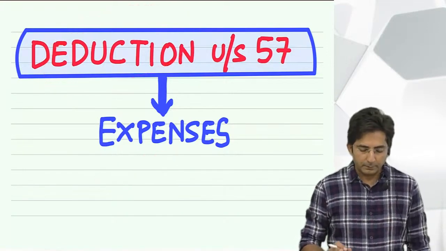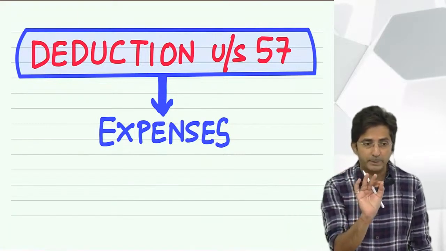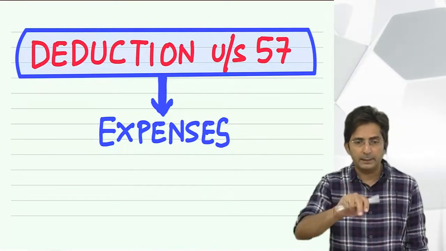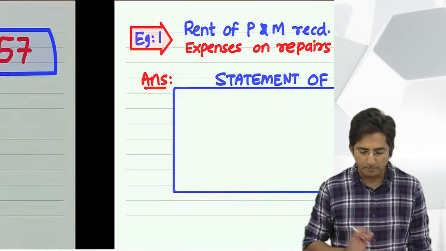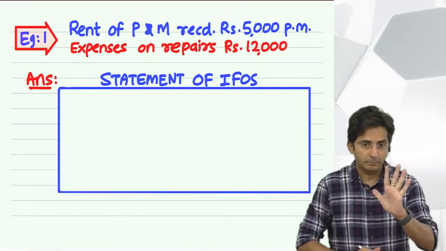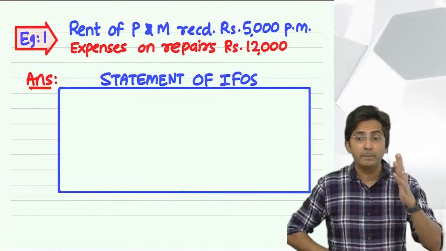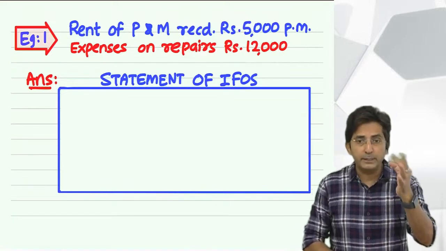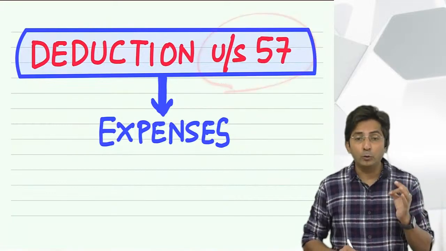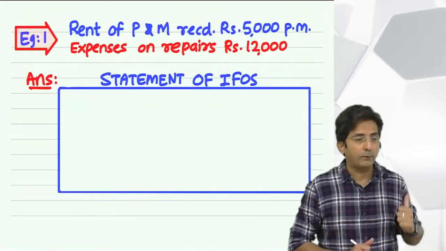So in short, while solving income from other sources, if you come across some expenditure, you have to deduct it from the related income. Whichever income it is related to, you deduct it from that. For example, I will take 5 examples right now. Just keep a count. In these 5 examples, I am going to set 5 important rules, which you have to learn by heart. These are the rules of section 57. So one by one, for 5 rules, I have taken 5 examples.